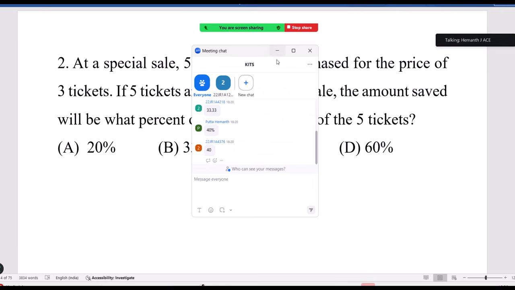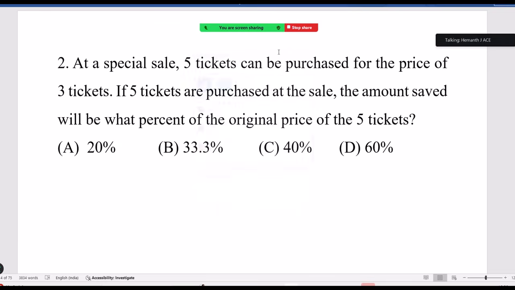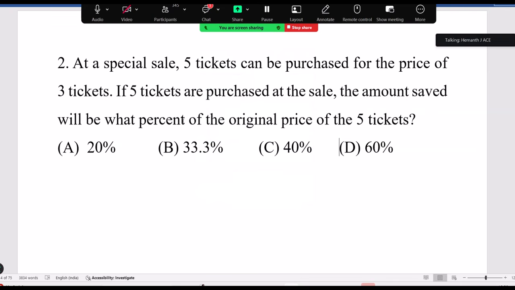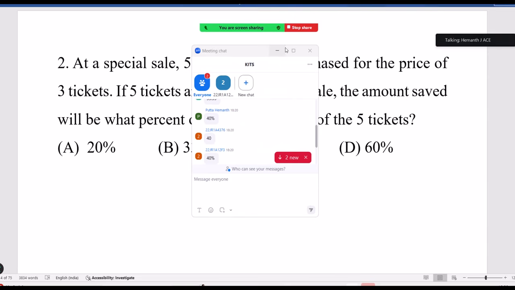40%, 33.33, 40. That's what different answers your friends are giving. 5 tickets can be purchased for the price of 3 tickets. So you got these tickets extra. Right now, what is that percentage you saved? Amount saved is what percentage?